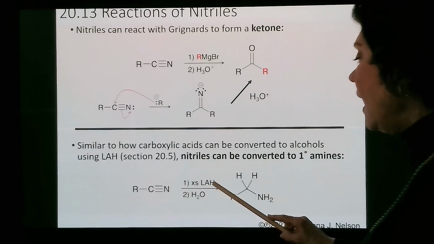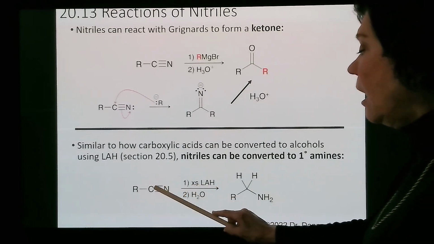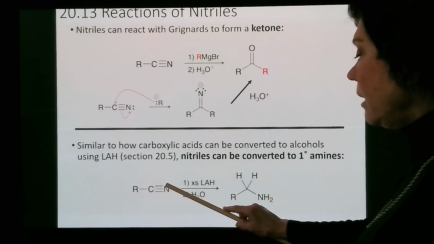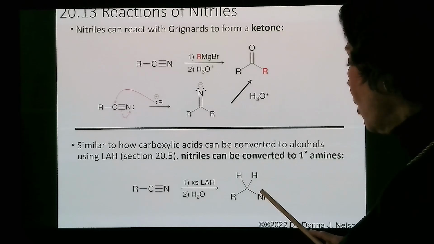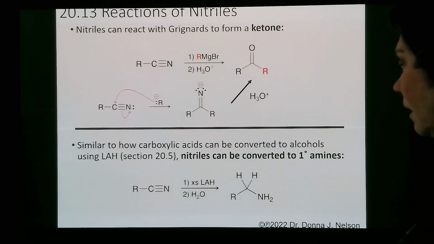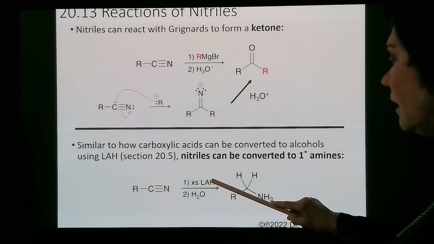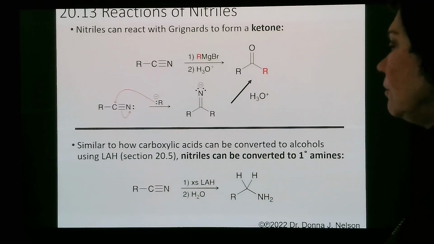Here with LAH, lithium aluminum hydride, the nitrile can be converted to the primary amine. And so this is using LAH followed by water to just neutralize the reaction.